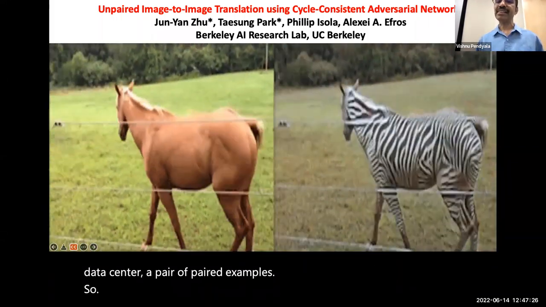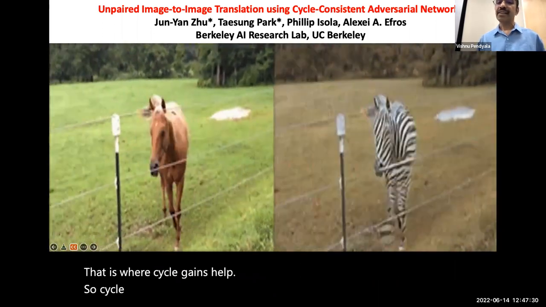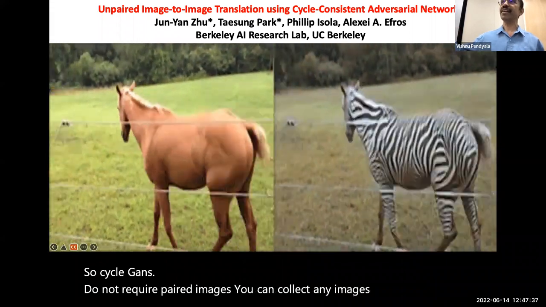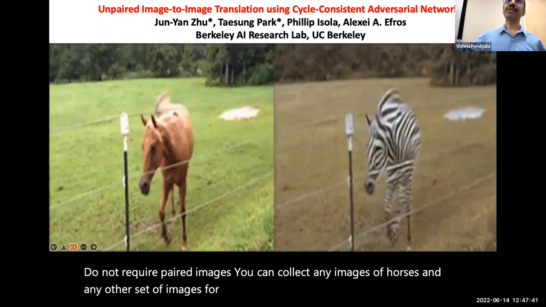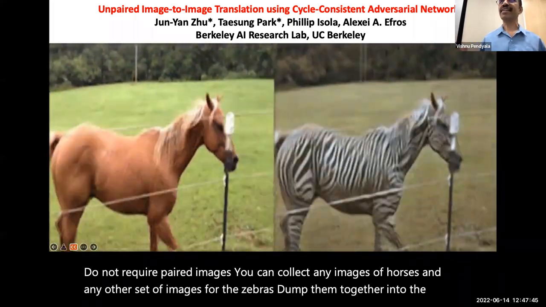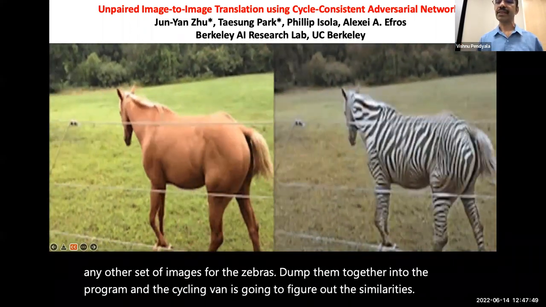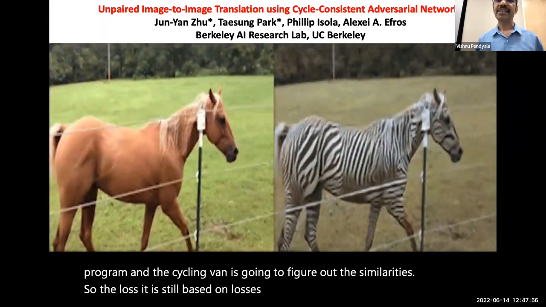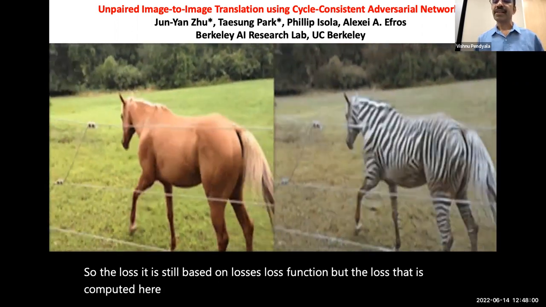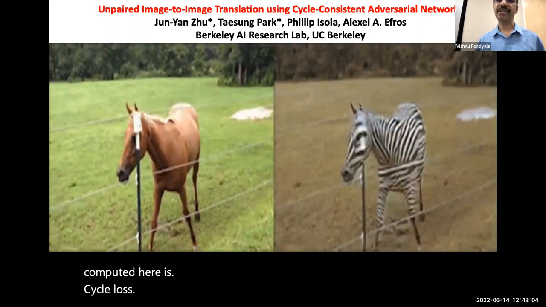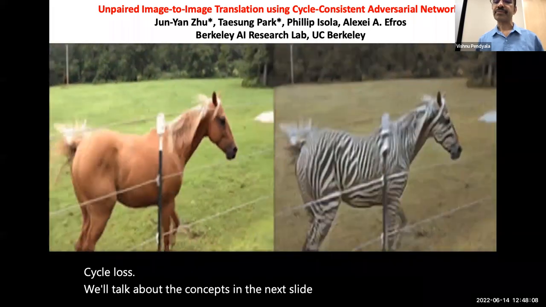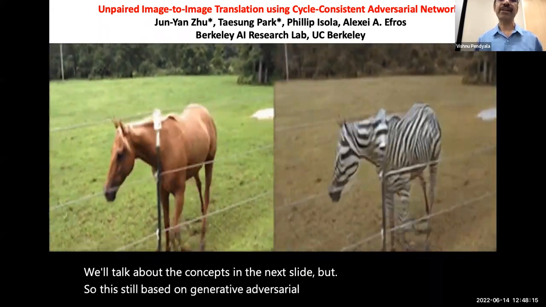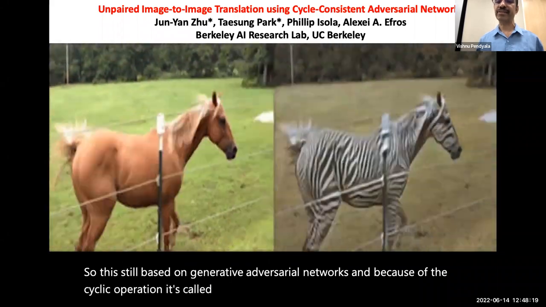So that is where cycle GANs help. Cycle GANs do not require paired images. You can collect any images of horses and any other set of images of zebras, dump them together into the program, and the cycle GAN is going to figure out the similarities. It is still based on a loss function, but the loss that is computed here is cycle loss. We'll talk about the concepts in the next slide, but this is still based on generative adversarial networks, and because of the cyclic operation, it's called a cycle-consistent adversarial network.